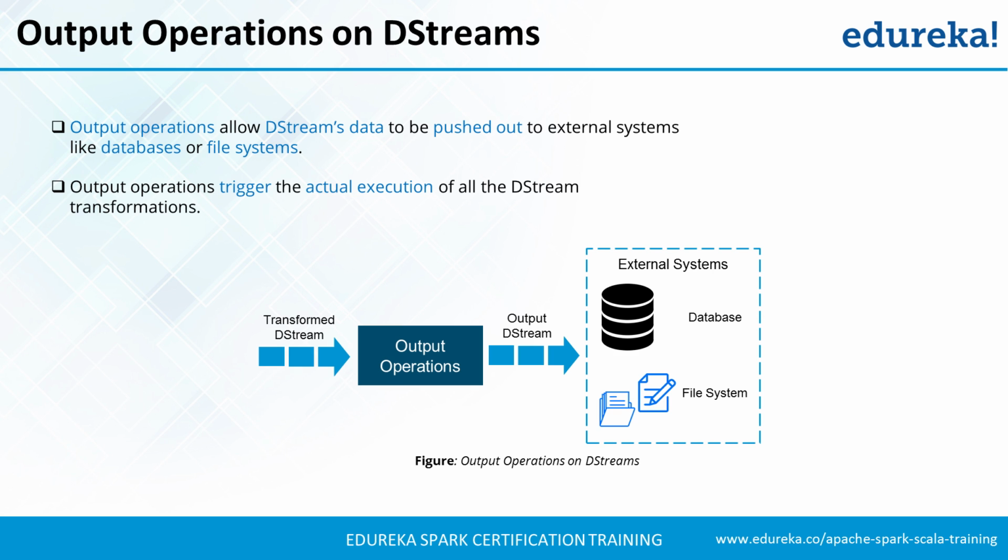Now, let's understand the output operations of the DStream. Output operations allow the DStream data to be pushed out to your external system. Whatever processing you have done on your data, you can now store the output in multiple places. You can store it in the file system, in your database, or in other external systems. That is what is being reflected here.